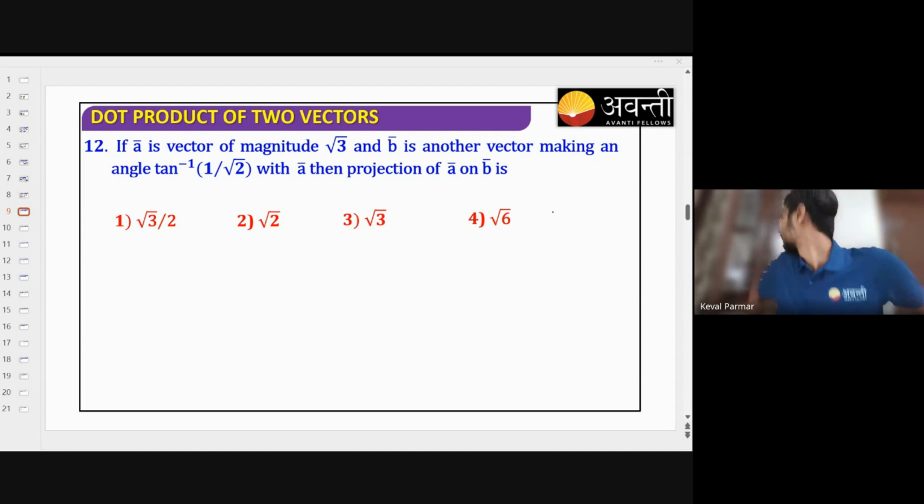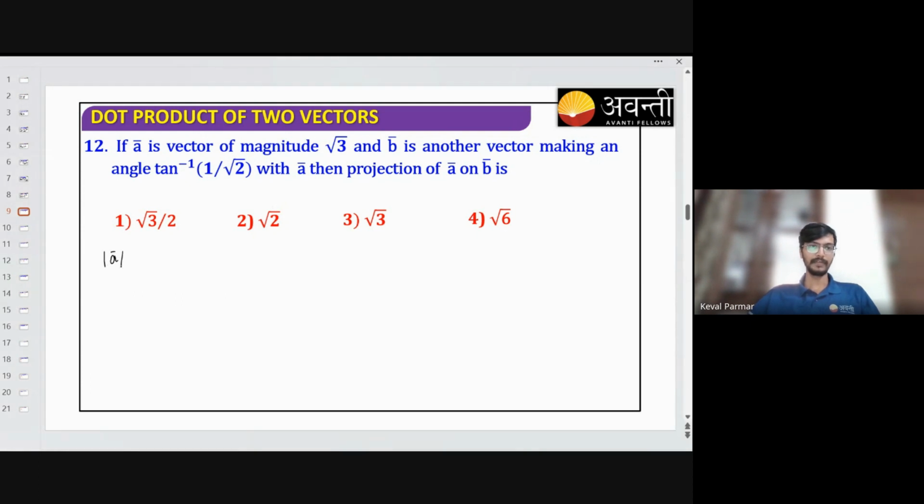Done, guys. Okay, let me start also. If A vector is of magnitude root 3, that means magnitude of A vector is root 3. B then I'm making angle theta with A vector. Theta is given as tan inverse of 1 by root 2. So that means tan theta is equal to 1 by root 2.